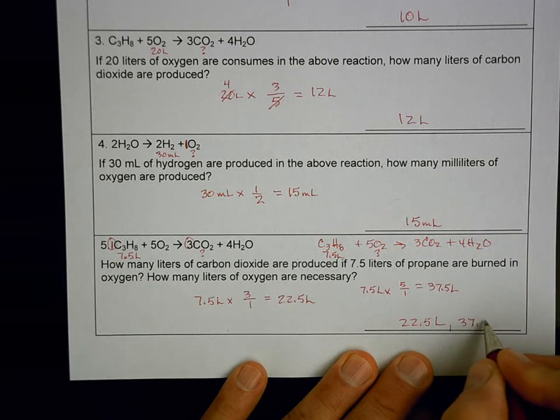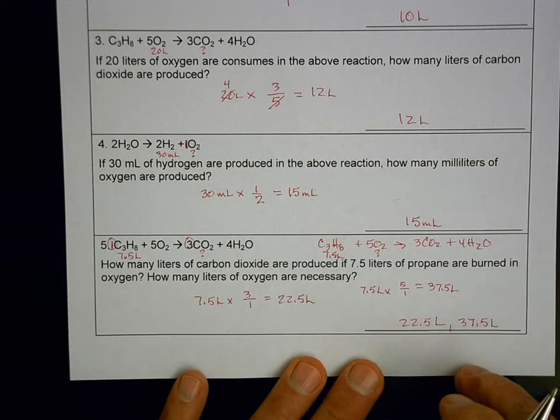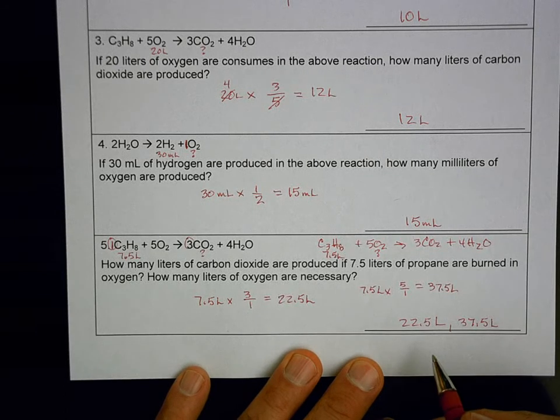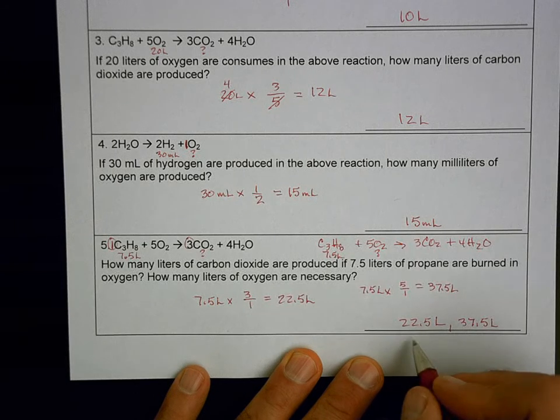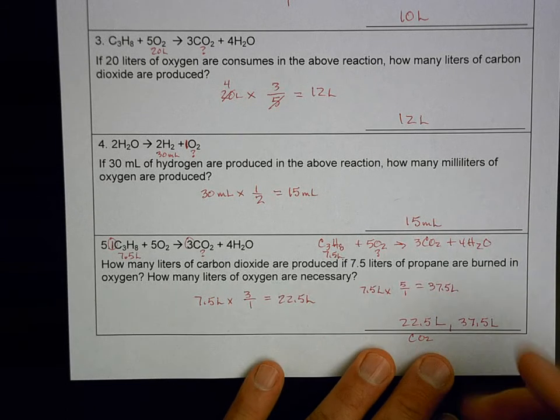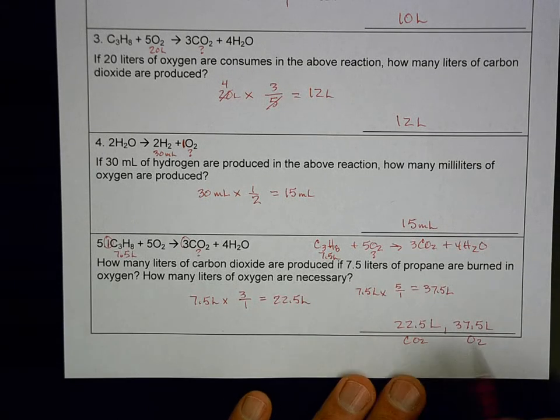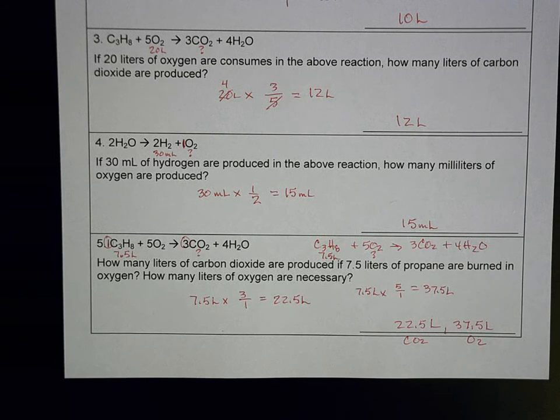Now, I might also point out, when you have a situation like that where you have two questions in the same one, it's always a good idea to label it. So the 22.5 liters here, well, that went with the CO2, and the 37.5 went with the O2. And don't leave them blank. In other words, just two answers there. Even if I have the liters, I still don't know for sure which one you're saying goes with which. So good question. Anything else?